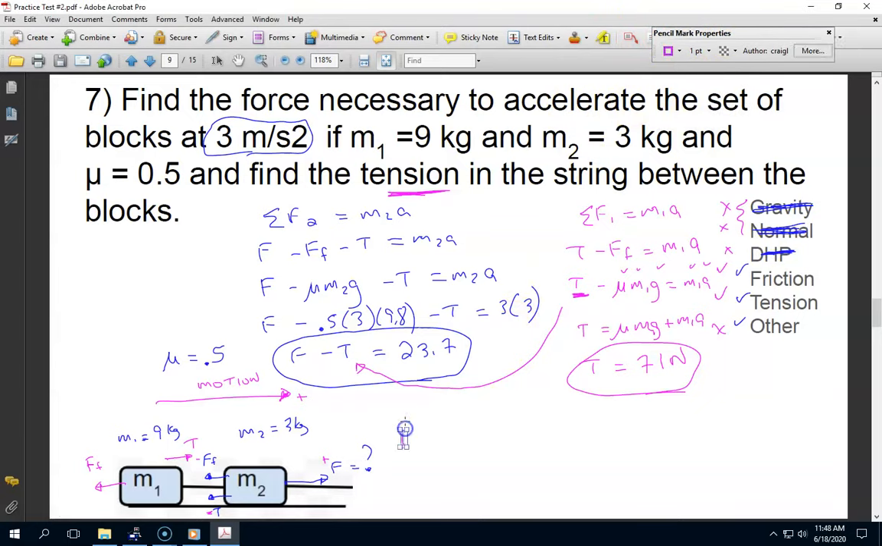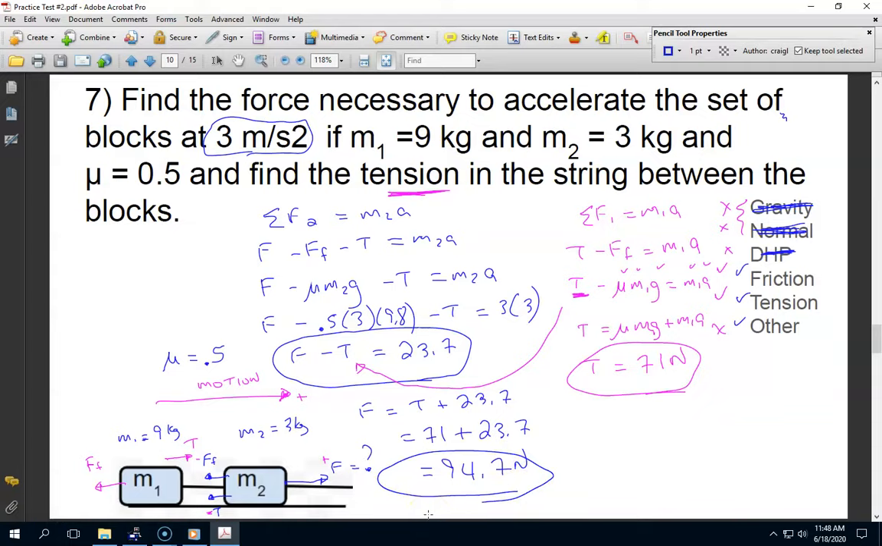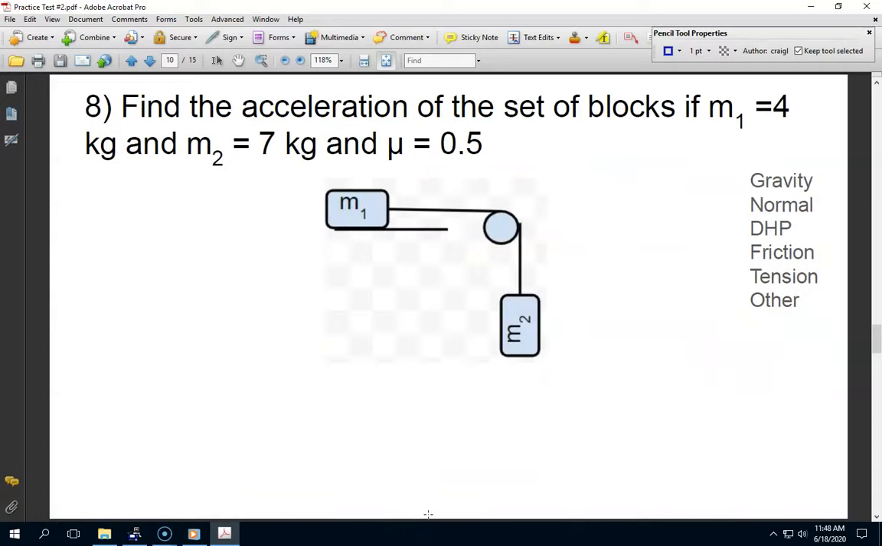If I add that tension to both sides, then I would have F equals T plus 23.7, and that T, of course, is 71. I add 23.7, and I'd get 94.7 newtons right there. All right. Whew.